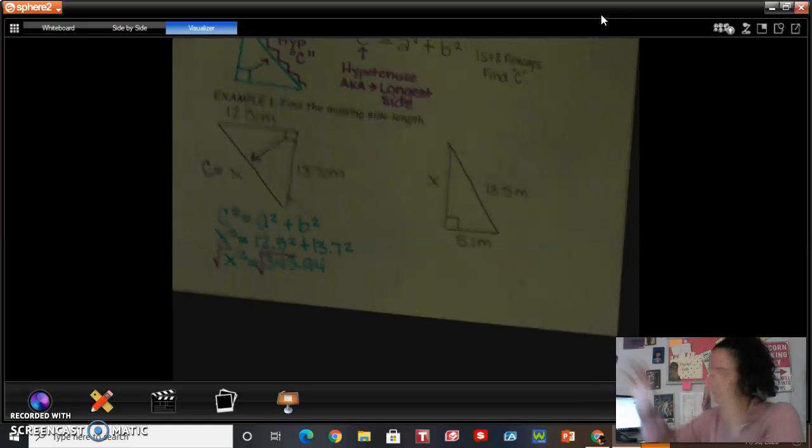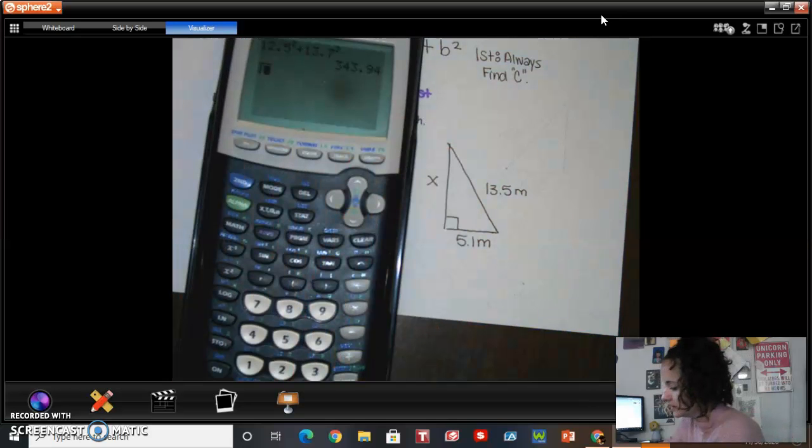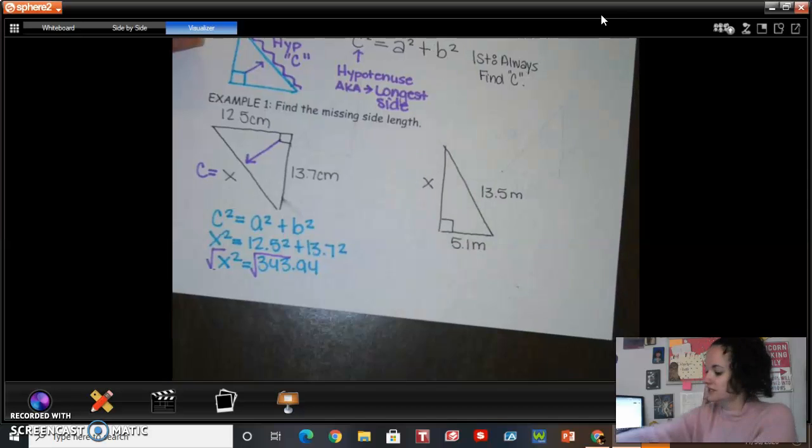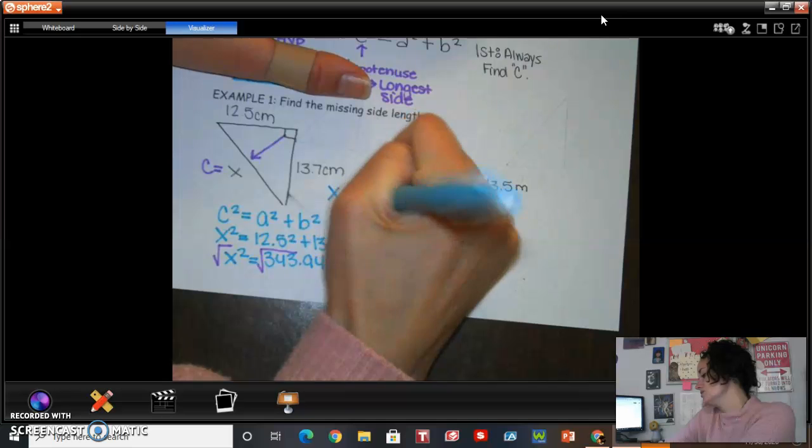Okay, so we're going to take the square root of 343.94, and our answer is 18.5. So our final answer is that x equals 18.5.